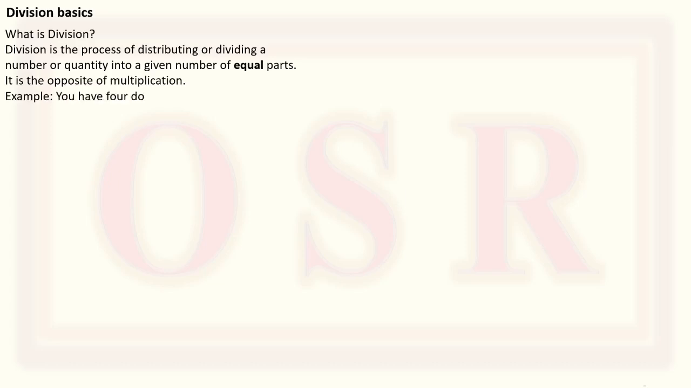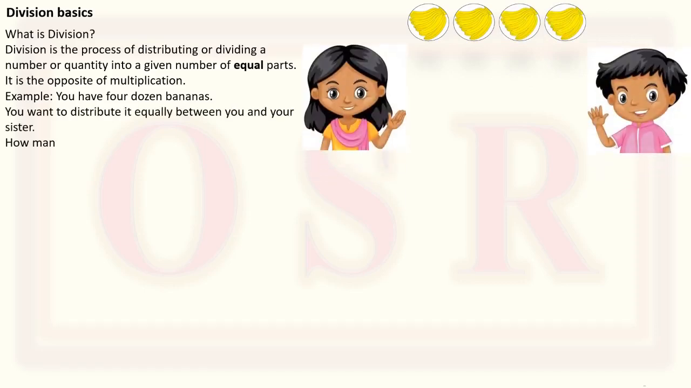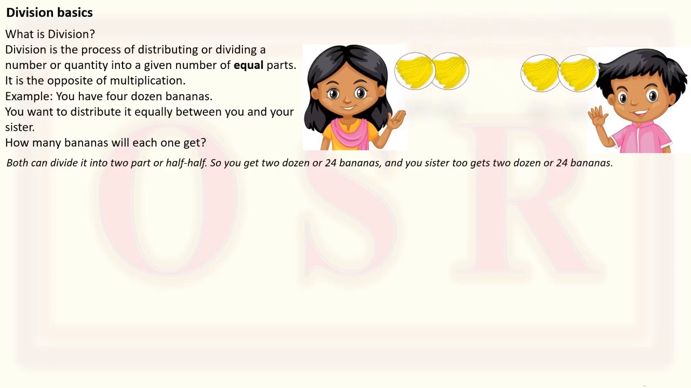Example: you have 4 dozen bananas. Again we are taking the example of bananas. You want to distribute it equally between you and your sister. So how many bananas will each one get? So we will pull down the bananas now. Both can divide it into two parts or half. So you get 2 dozen or 24 bananas, and your sister too gets 2 dozen or 24 bananas, something like this.